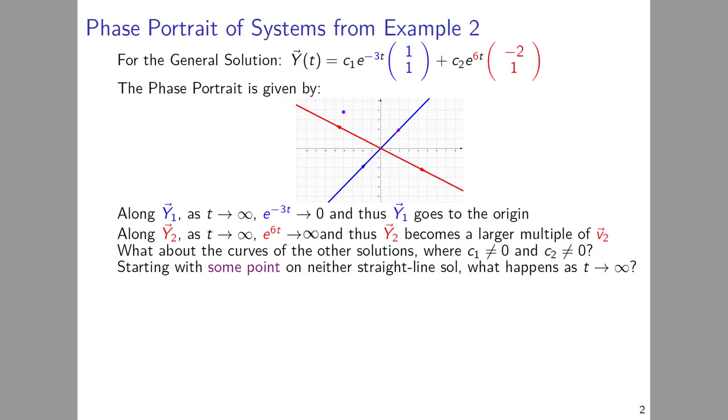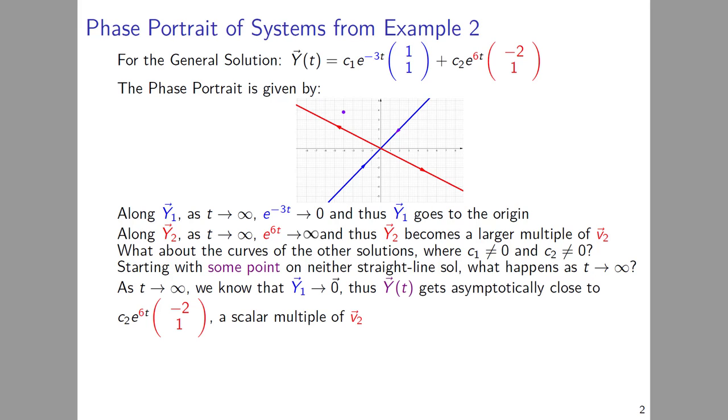Now, we know our solution fits the form of our general solution and is a linear combination of y1 and y2. And as t goes to infinity, we know that y1 goes to 0 because of the negative exponent negative 3t. And thus y of t gets asymptotically close to the other term, c2 e to the 6t times negative 2, 1. In other words, a scalar multiple of v2. So drawing this in through our point, we get a solution that gets asymptotically close to our red straight line solution.